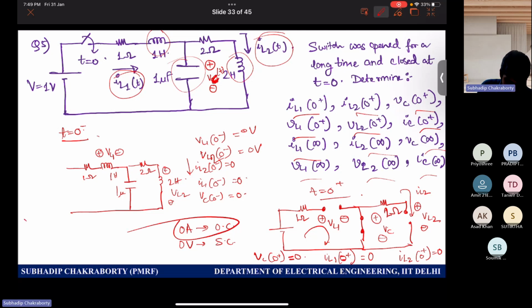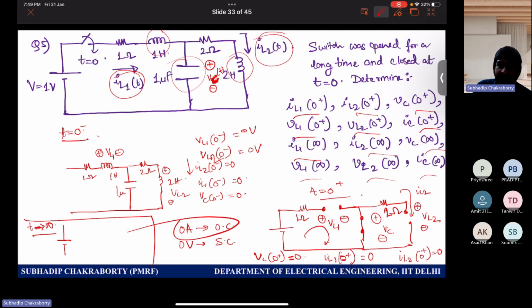Then determine what will be the final value, at t equal to infinity, at t tending to infinity. At t tending to infinity, inductor is replaced by what? Short circuit. And capacitor is replaced by open circuit. So inductor will actually behave like a short, and capacitor is open. So what is capacitor voltage VC? Inductor voltage has all gone to 0 at infinity.